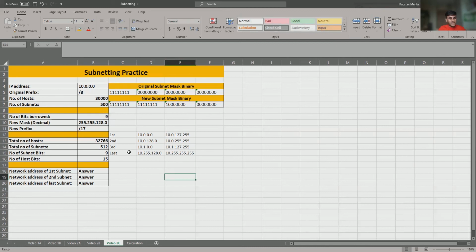So yeah, we have all of the network addresses calculated. Let's just put them in the table: the first, second, and the last one. Yep, so this is how you calculate subnetting with the number of hosts and subnets given.